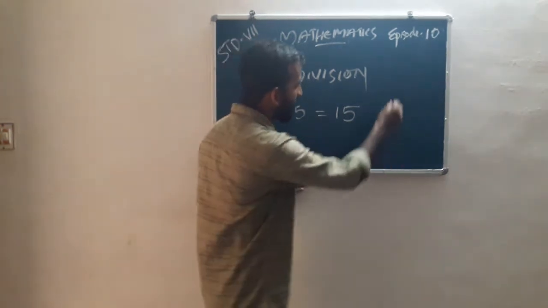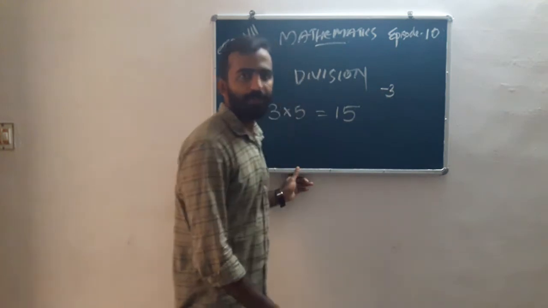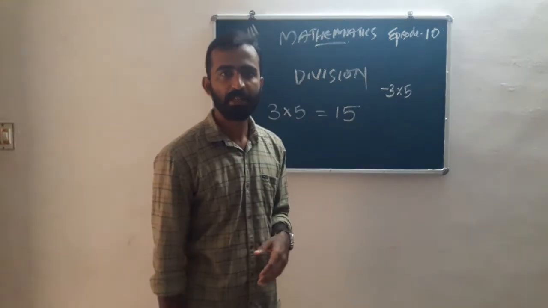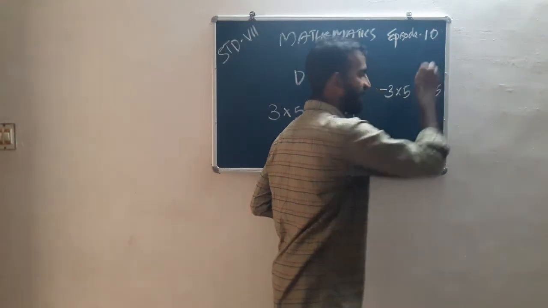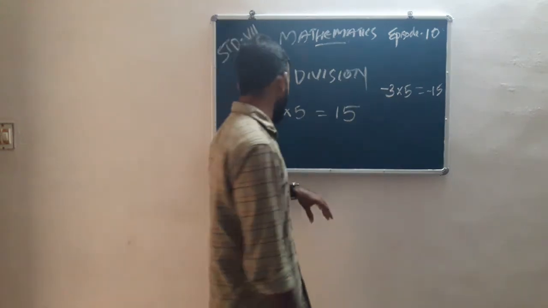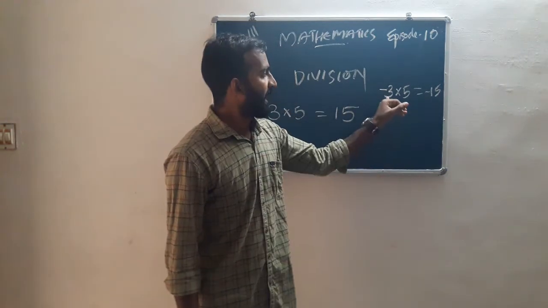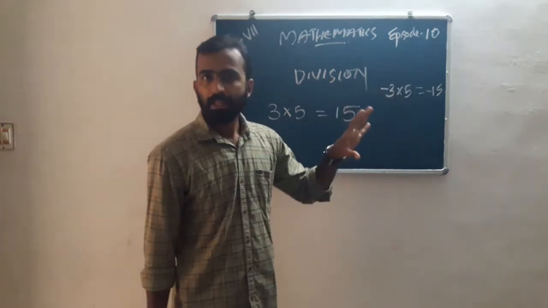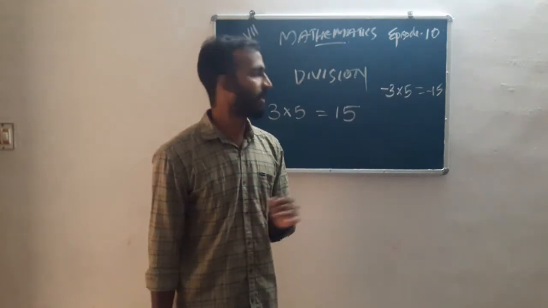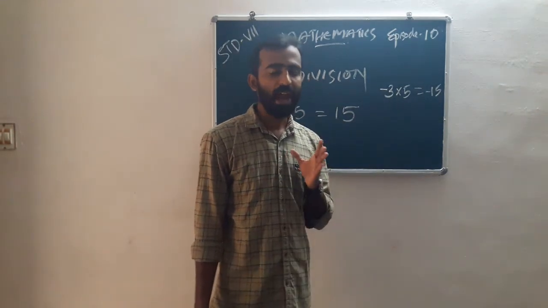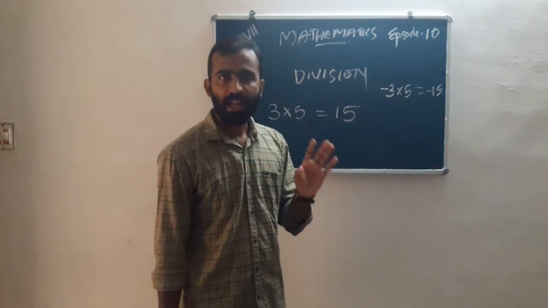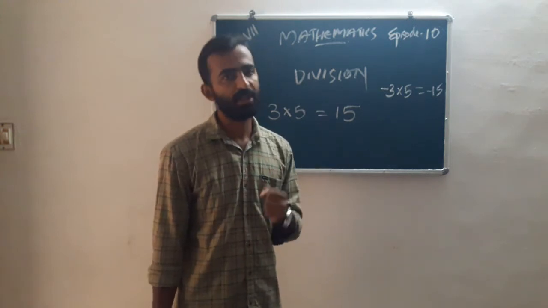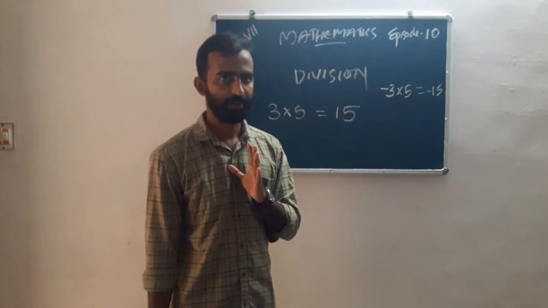And we know negative 3 into 5. What is the answer? That is minus 15. Negative 3 into 5 is equal to negative 15. Here negative 3 is a negative integer and 5 is a positive integer. We already know that when we multiply a negative integer by a positive integer, the product is also negative. Is it? Yes. This is multiplication.